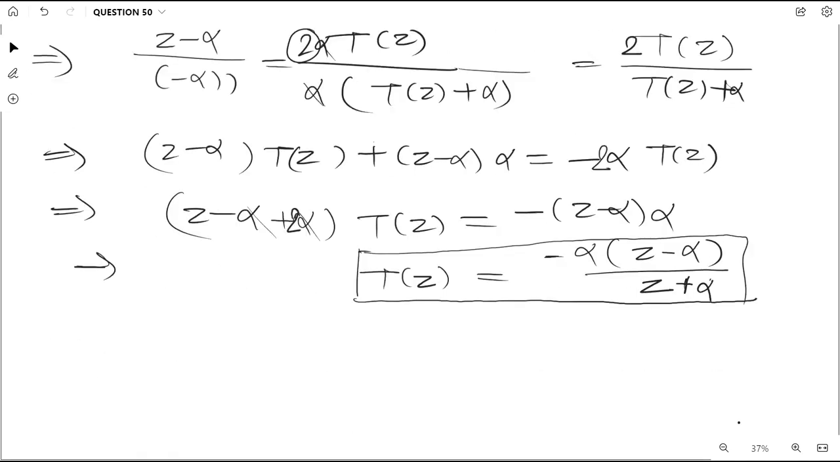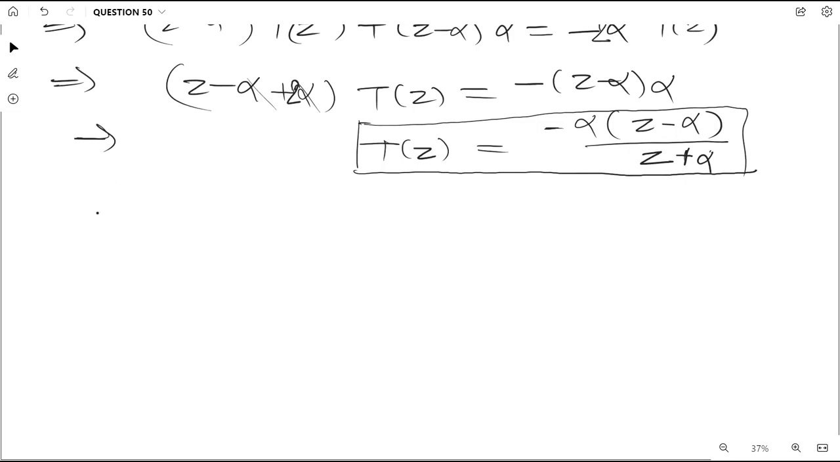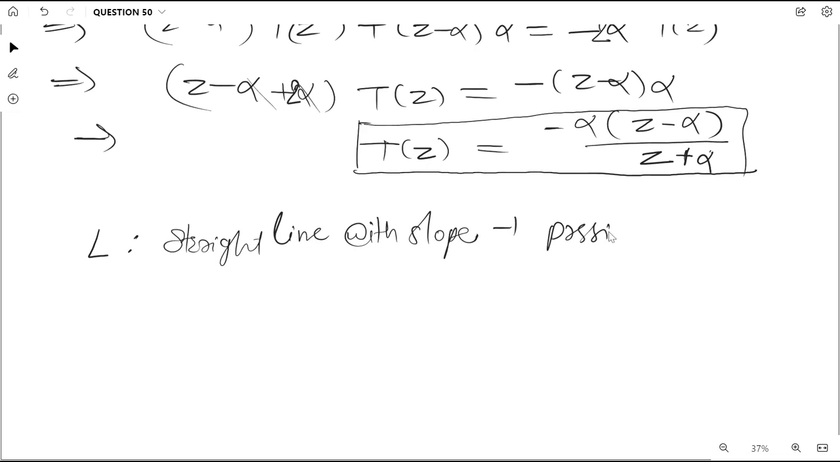First let's find out the image of L. What is L? L is a straight line with slope minus 1 passing through the origin.